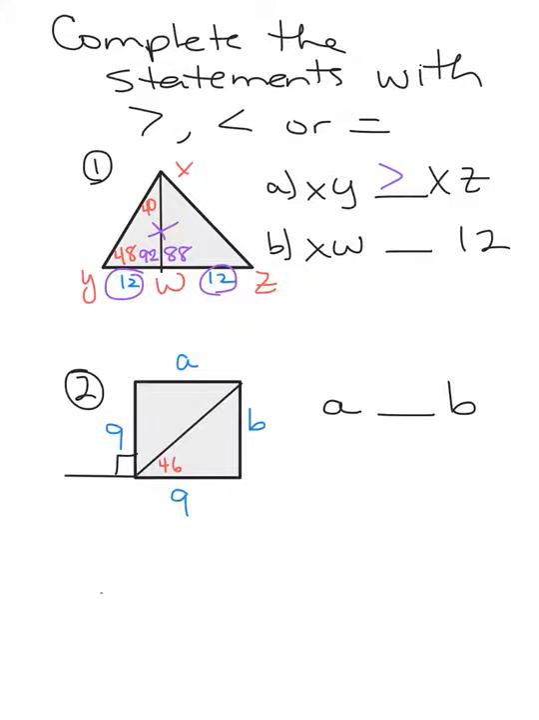Now let's take a look at part B there. I'm looking at XW, which is that reflexive piece in the center, and I'm trying to compare it to 12. So again, let's take a look at our left-hand triangle there, and XW is across from the angle measurement of 48, and 12, this segment at the bottom, that's the measurement of YW. That's across from the angle of 40. Now 48 is definitely greater than 40, so that means XW has to be greater than YW, which has a measurement of 12. So XW is greater than 12.